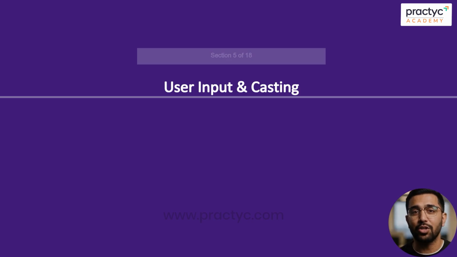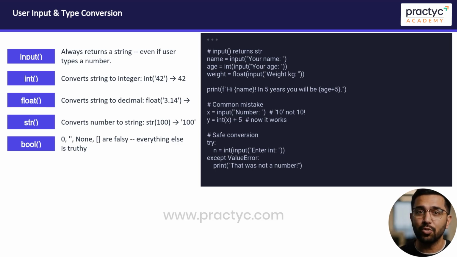Welcome to Section 5, User Input and Casting. We'll explore how to handle user input and convert data types effectively. The input function always returns a string, even for numbers. Use the int function to convert strings to integers and the float function for decimals. The str function converts numbers to strings. Remember, 0, empty quotes, None, and empty brackets are falsy. For safe conversion, use try except to handle ValueError when converting input to integers.